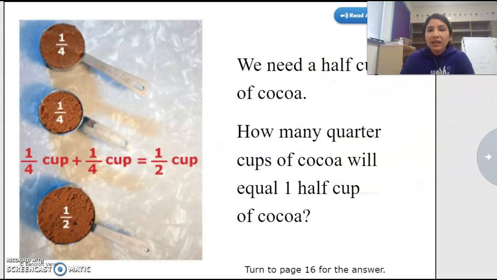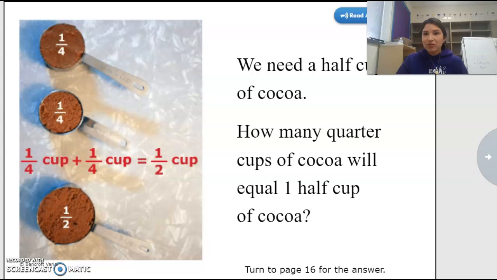We need a half cup of cocoa. How many quarter cups of cocoa will equal 1 half cup of cocoa? This is a lot of math, isn't it? Well, 1/4 cup plus 1/4 cup equals half a cup.